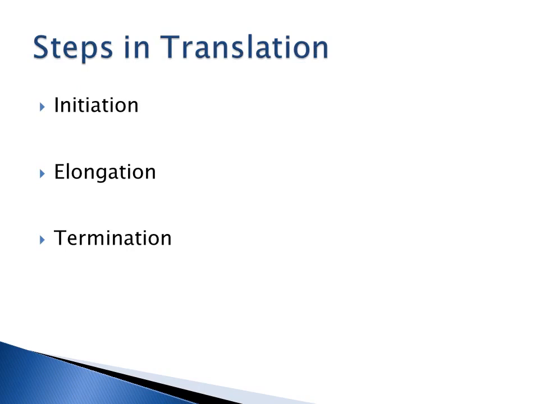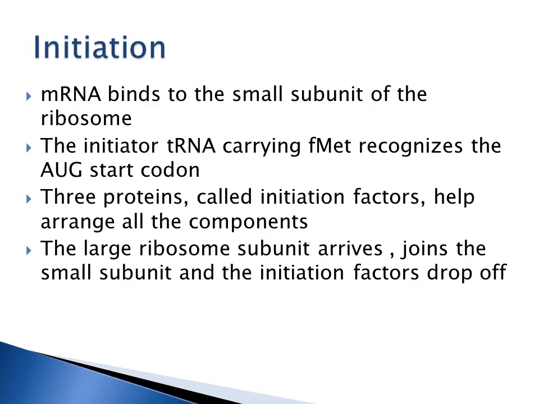So steps in translation, we have initiation, elongation, and termination. In initiation, the messenger RNA binds to the small subunit of the ribosome. The initiator transfer RNA carrying that F-methionine recognizes that AUG start codon. 3 proteins, which are called initiation factors, are going to help arrange all the components of this. The large ribosome subunit then comes in, joins the small ribosomal subunit, and the initiation factors are going to drop away.